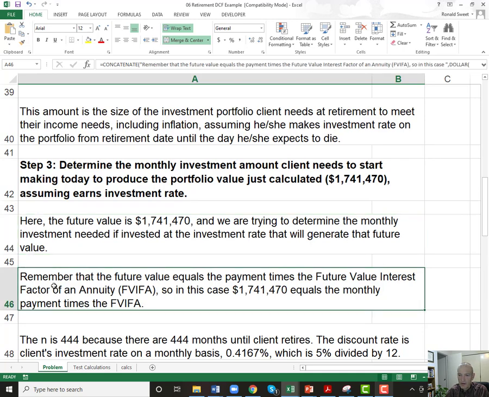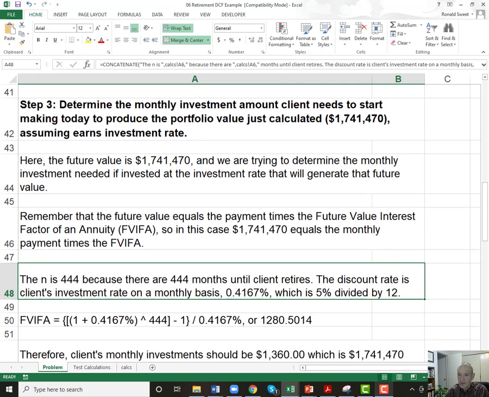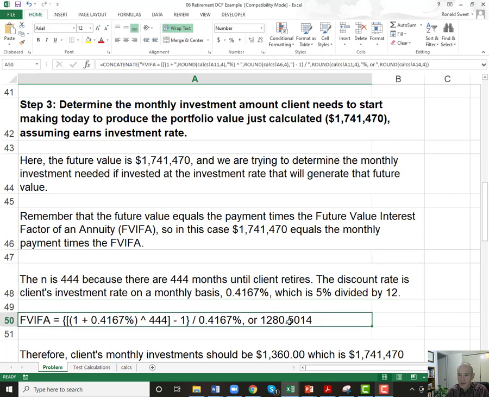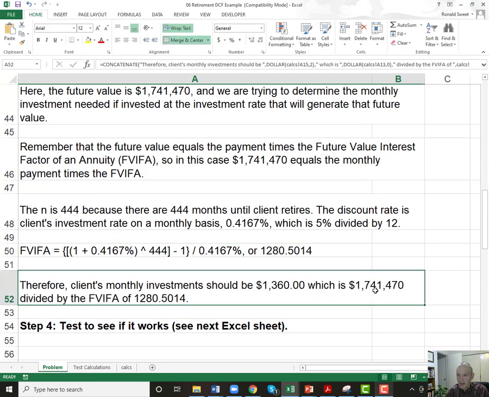So here we're going to do it. We want to know how much she wants to save. Well, she's going to invest at 5%, but she's going to invest monthly, so that's 0.4167% monthly. And she's going to retire in 37 years, so 37 times 12 is 444 months. So that gives you a future value interest factor of 1,280. So we just take the future value divided by the factor, and that means she needs to invest $1,360 a month.